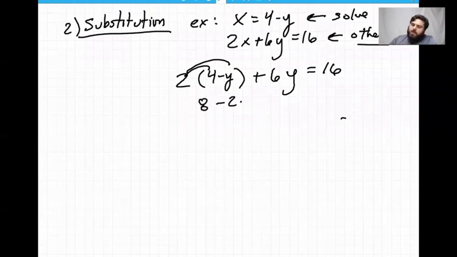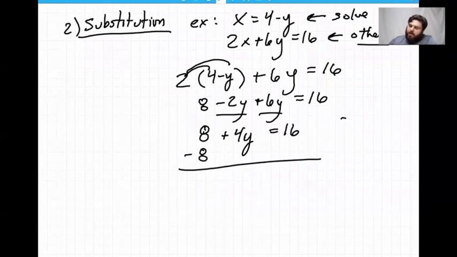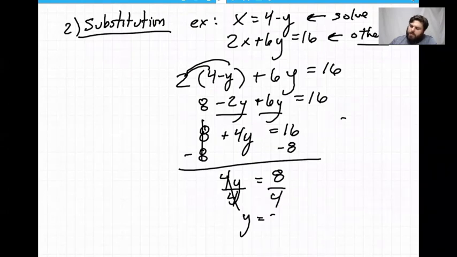So 8 minus 2y plus 6y is equal to 16. I have like terms. Those are things that are on the same side that are the same type of thing. So I can combine them together to make a 4y. So I have 8 plus 4y equals 16. Keep solving, right? I just take away 8 from both sides. I'm trying to get the y by itself. I get 4y equals 8. When I divide both sides by 4, I get y equals 2.